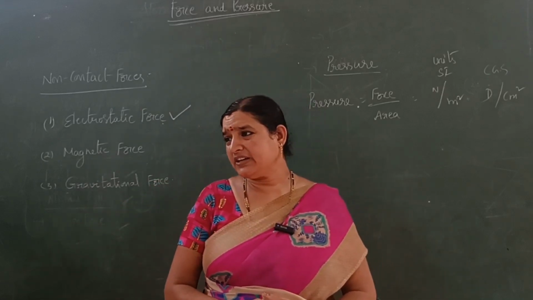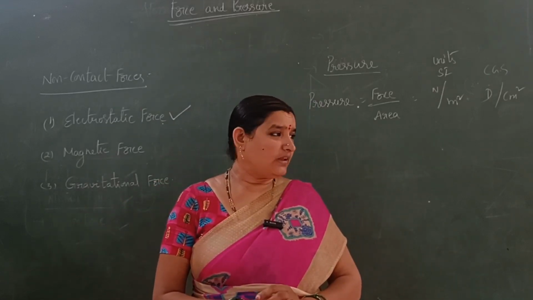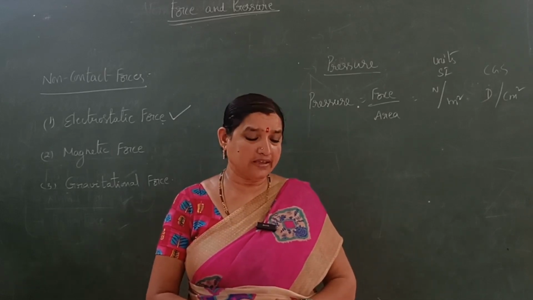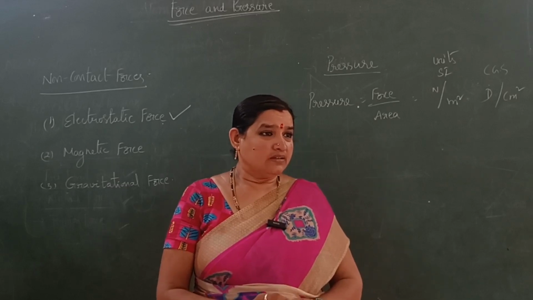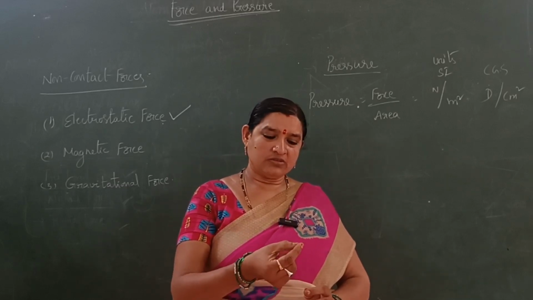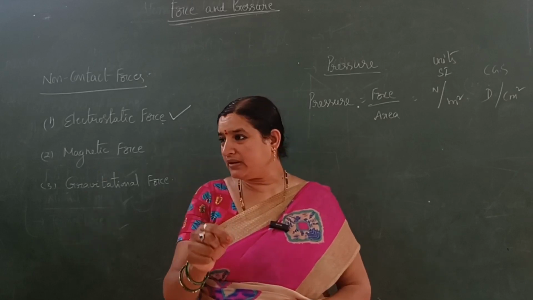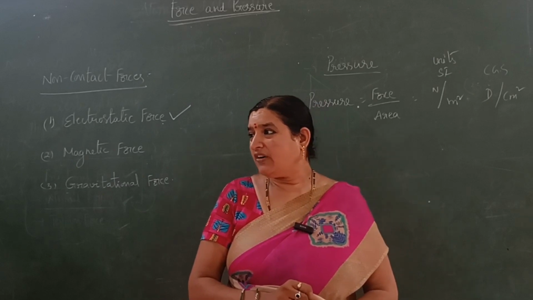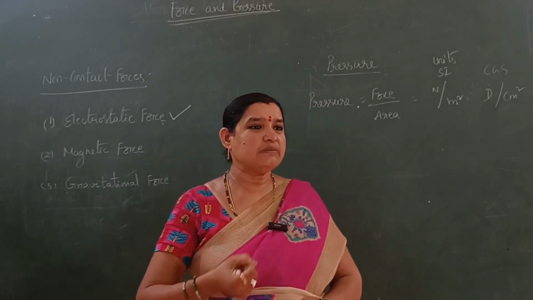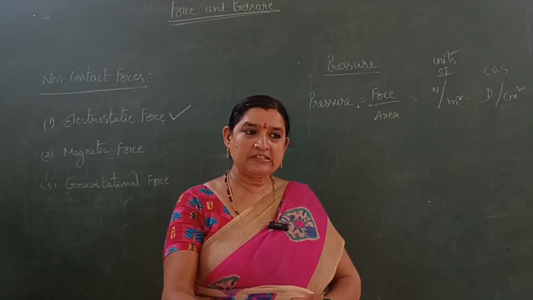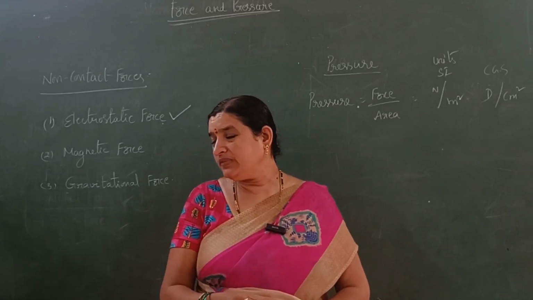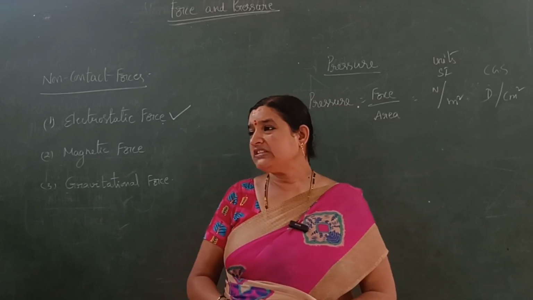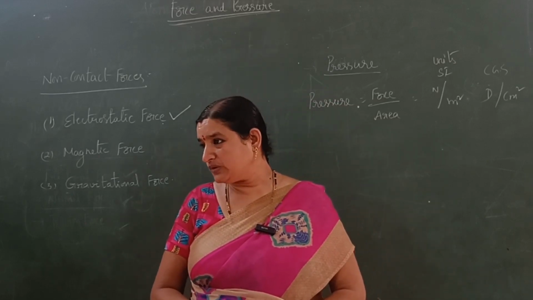What is meant by electrostatic force? We can do an experiment, and by doing that experiment we can understand what an electrostatic force is. Take a rubber balloon and keep small pieces of paper near it, and rub the balloon with a polythene sheet. After some time, the rubber balloon gains some charge. When you keep small pieces of paper near the balloon, they are attracted by the balloon. That force is called electrostatic force.